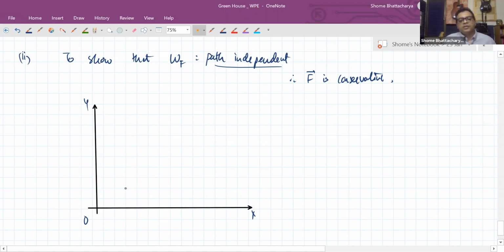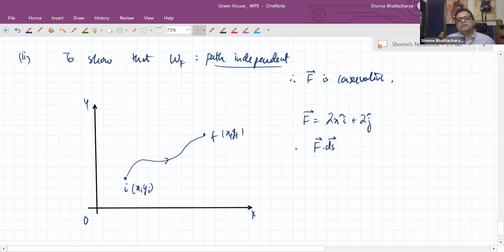So any two arbitrary points we can take as the initial and final position, where the coordinates are x initial, y initial, and x final, y final. And any arbitrary path we select, any path. The work done by this force, which is given by this formula, what should happen is that F dot ds from initial to final should come out independent of path. This is what we want to show.